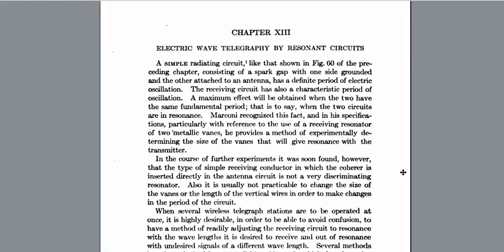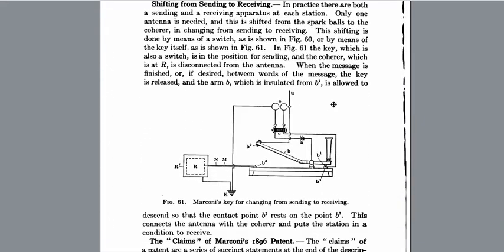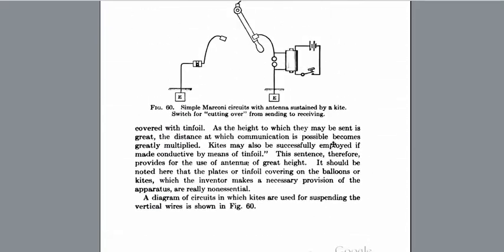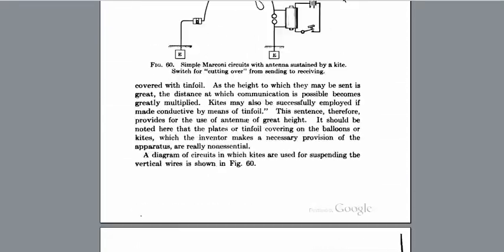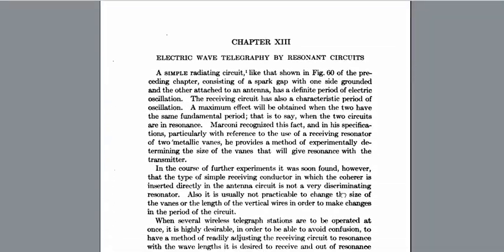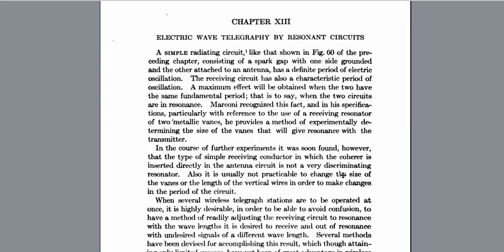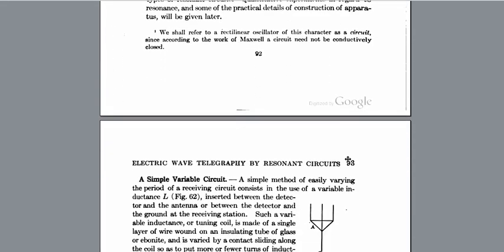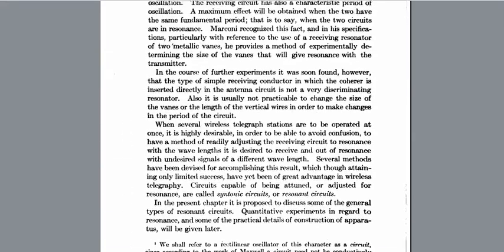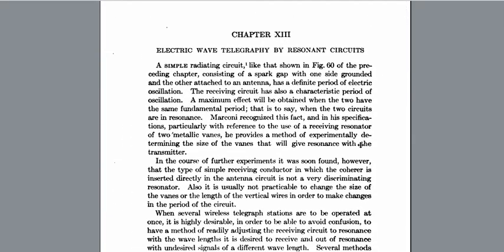Marconi recognized this fact, and in his specifications, particularly with reference to the use of a receiving resonator of two metallic vanes, he provides a method of experimentally determining the size of the vanes that will give resonance with the transmitter. In the course of further experiments, it was soon found, however, that the type of simple receiving conductor in which the coherer is inserted directly in the antenna circuit is not a very discriminating resonator. Also, it is usually not practicable to change the size of the vanes or the length of the vertical wires in order to make changes in the period of the circuit.